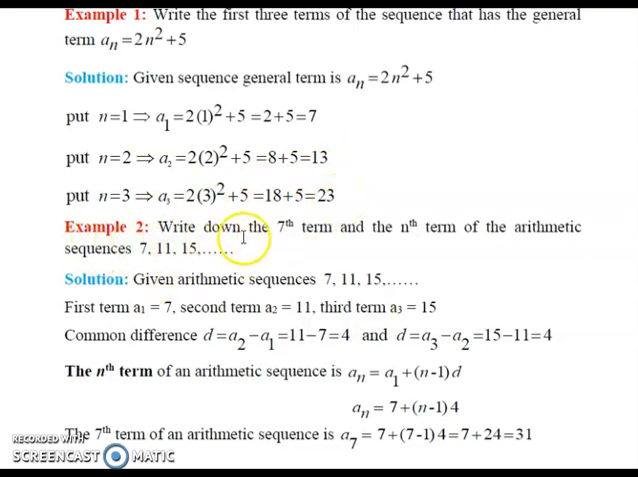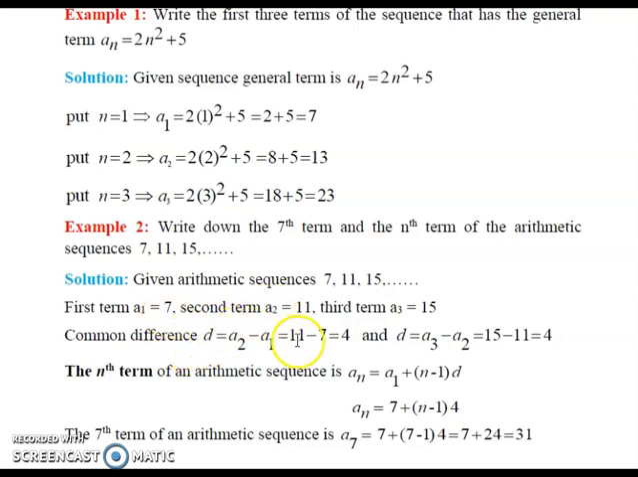Example 2. Write down the seventh term and the nth term of the arithmetic sequence 7, 11, 15 and so on. Solution. In the given sequence, first term a1 is equal to 7, second term a2 is equal to 11, third term a3 is equal to 15. First we can find the common difference d.